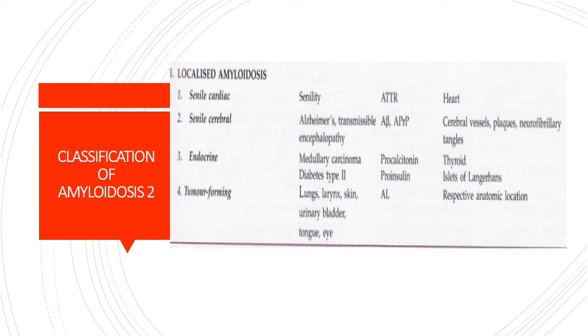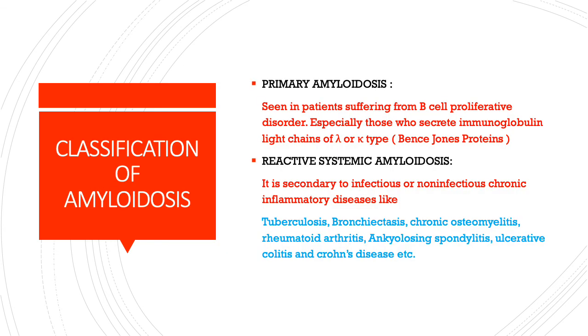Tumor forming can be seen in lungs, larynx, skin, urinary bladder, tongue, and eye. And the kind of amyloid deposited would be amyloid light chain protein. Okay. So primary amyloidosis is seen in patients suffering from B cell proliferative disorders, especially those who secrete immunoglobulin light chains of lambda or kappa type, that is Bence Jones protein, which is seen in multiple myeloma.